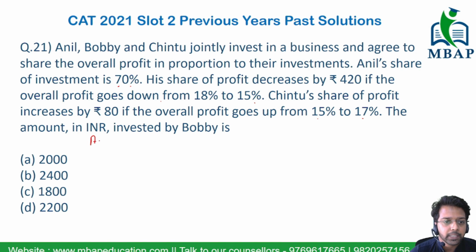It's been said A has invested a total of 70% of the investment. Let's assume the total investment to be X and A is investing 70% of it.